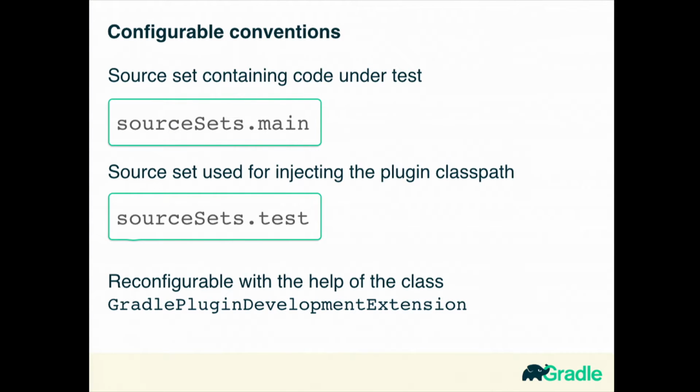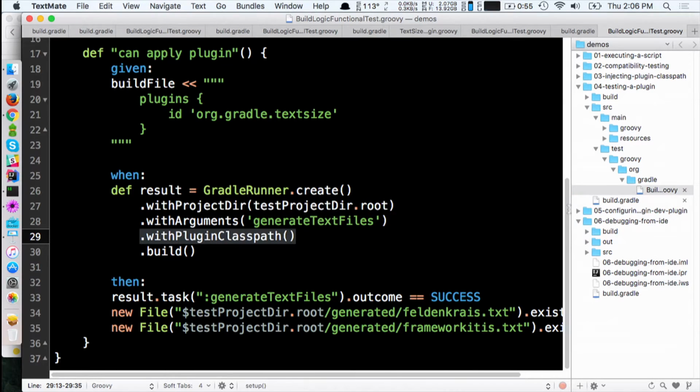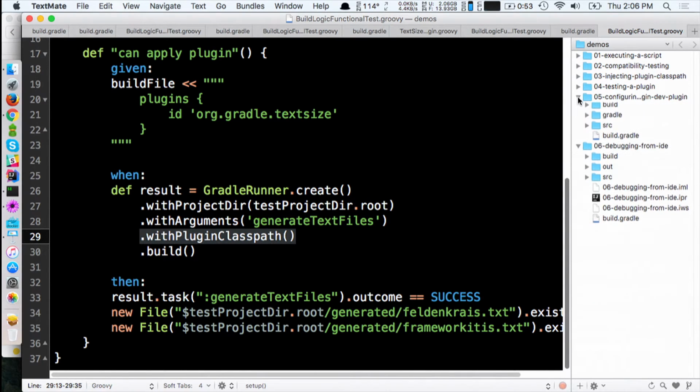All of this is configurable. So imagine you would have a setup where you have a custom source set for functional tests to keep them separate from unit tests. Then you can still configure the Java Gradle plugin development plugin to use a different source set and inject it into your custom source set. So let's have a look at that and see how this is slightly different.